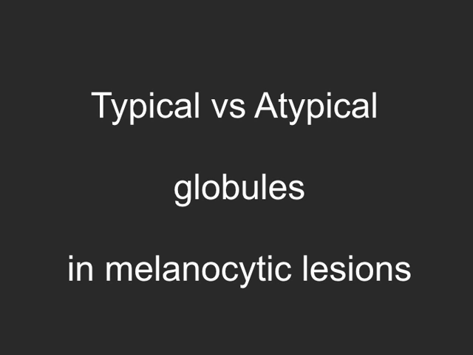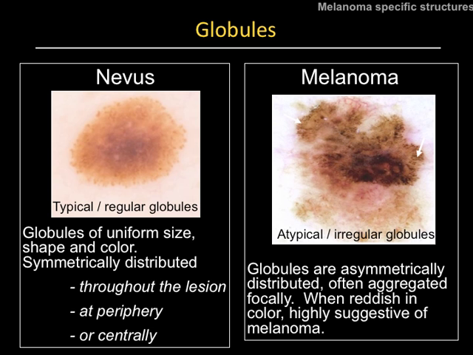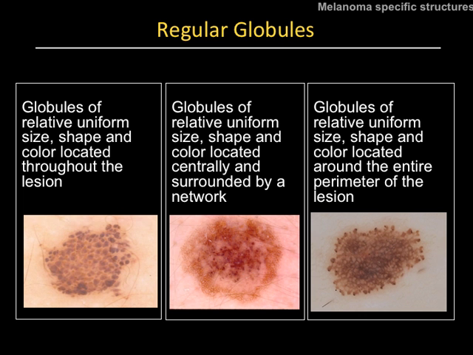Once globules have been identified, one needs to decide whether they are typical or atypical. Atypical globules would be more commonly seen in melanoma. Typical globules are defined as globules with relatively uniform size and color distributed throughout the lesion, or located in the center, or located around the entire perimeter of an otherwise benign appearing lesion. Any other manifestation of globules would be considered atypical.